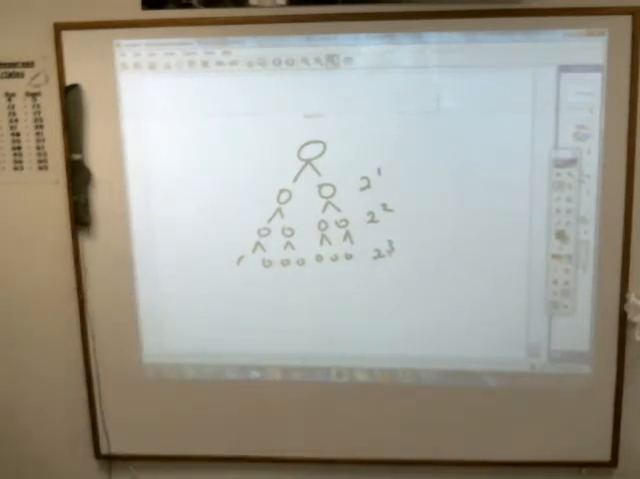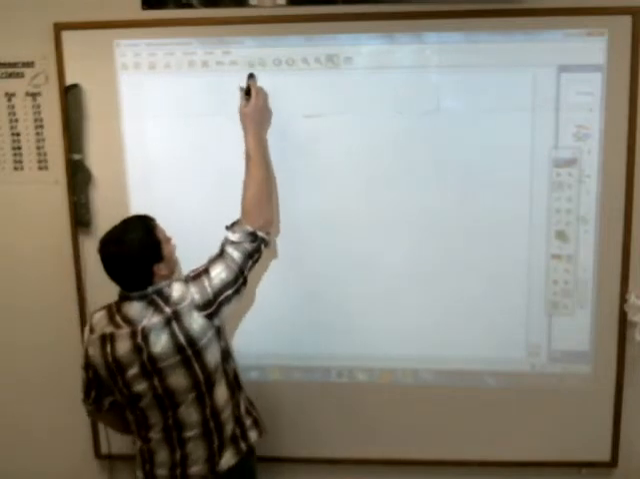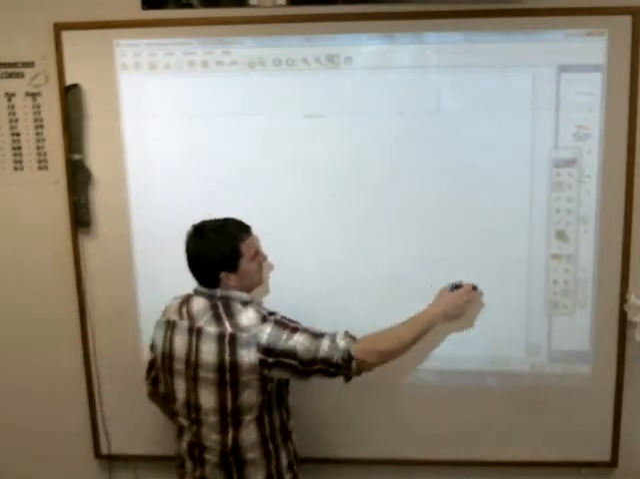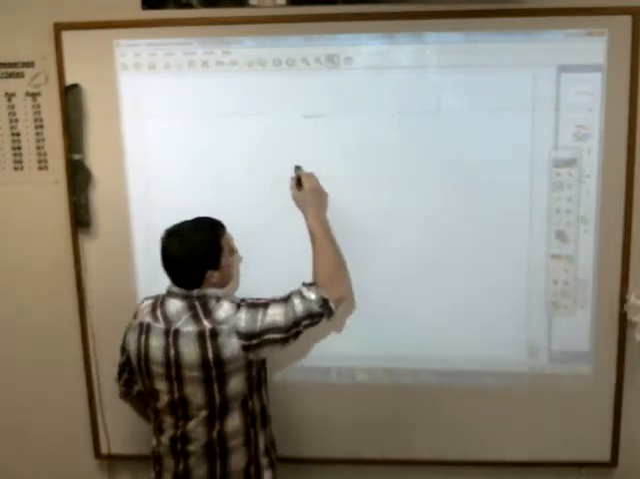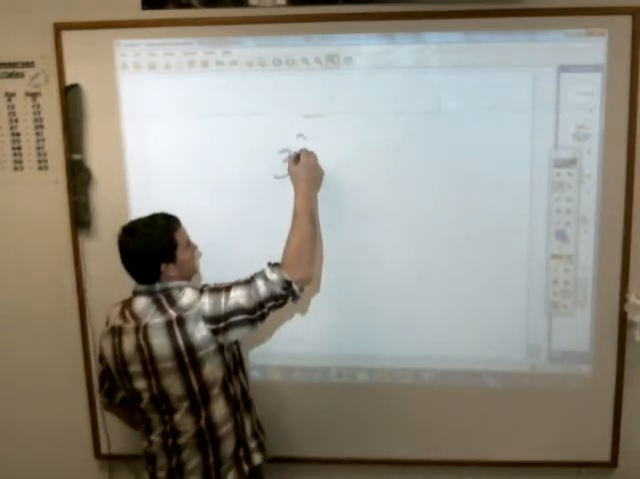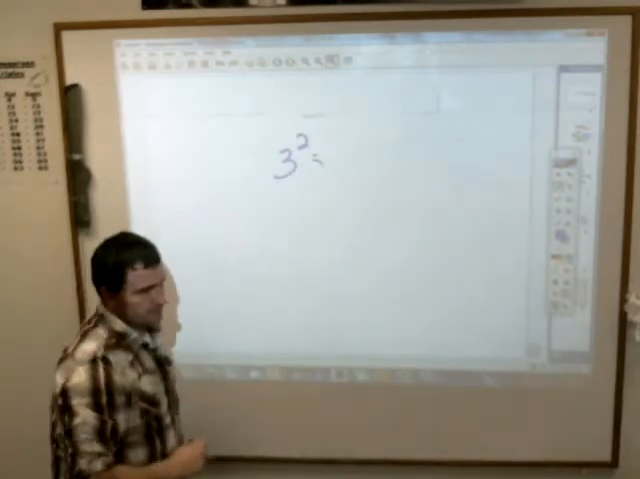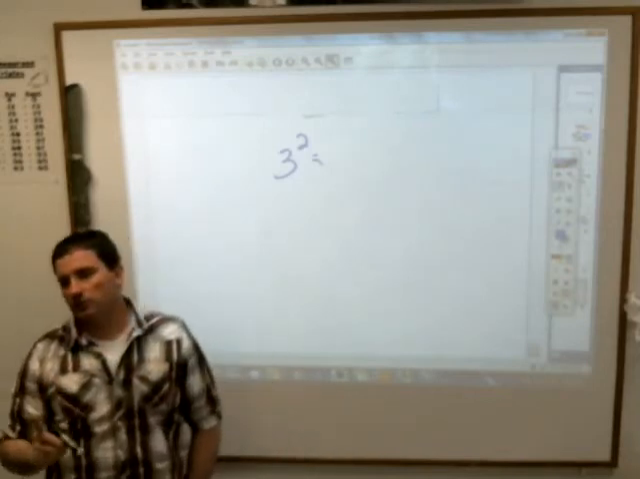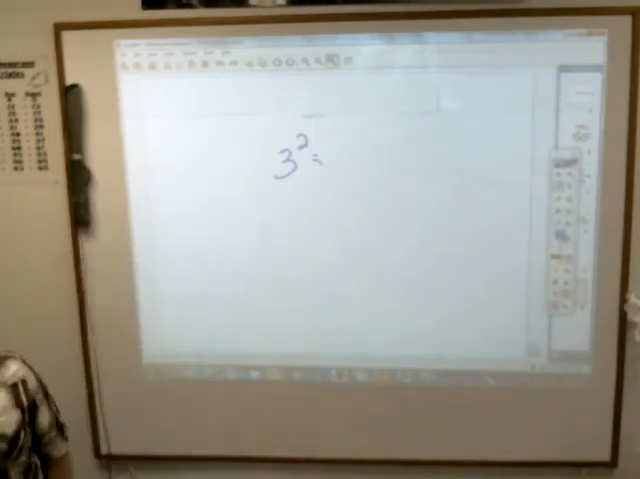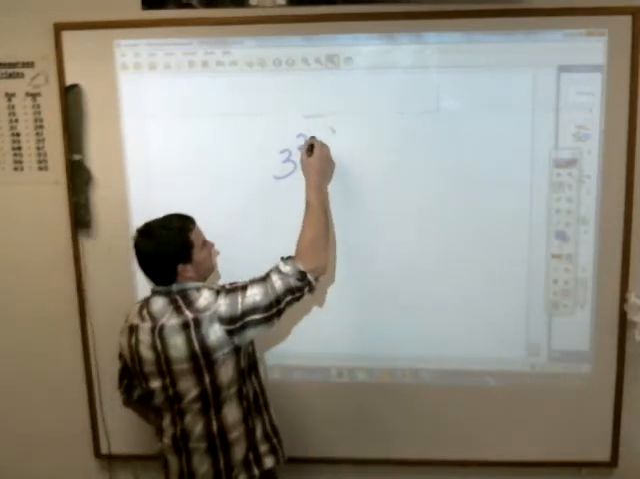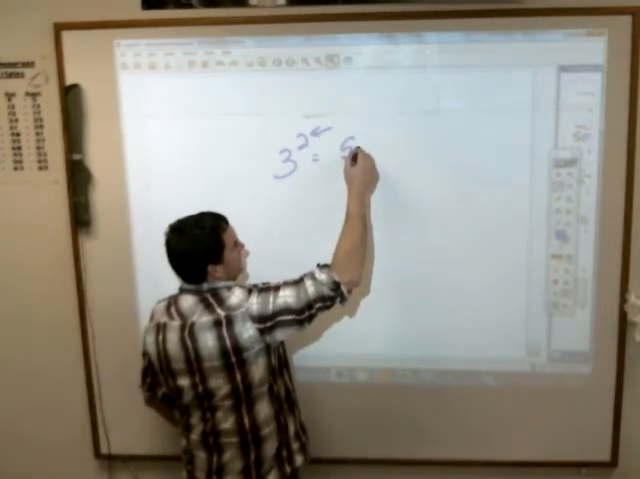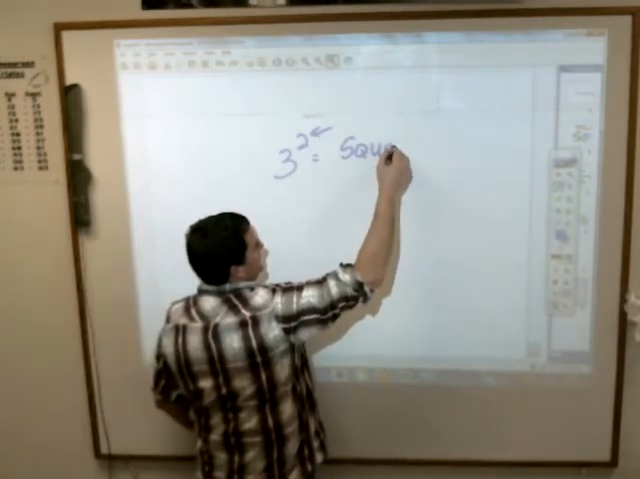2s keep doubling. Now, with exponents here, just a couple special ones to keep in mind. If you're talking about something to the second power, sometimes we don't call it the second power, we call it being squared. So when you see an exponent of 2, that's the same thing. You can just say this as being 3 squared.